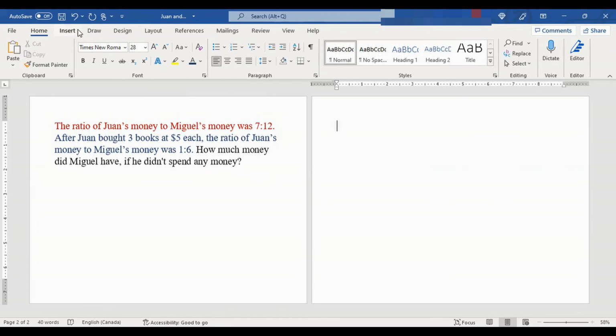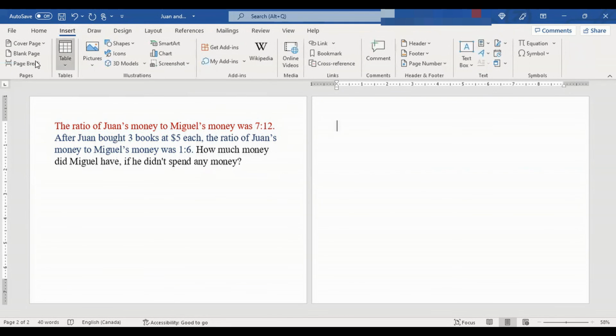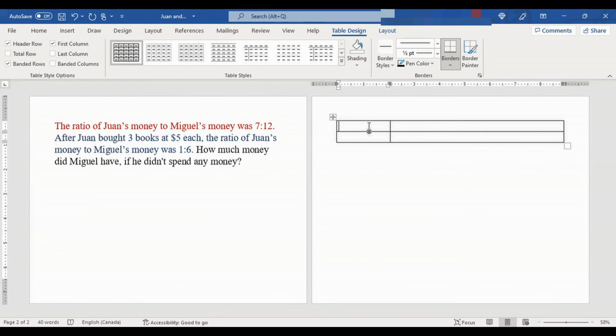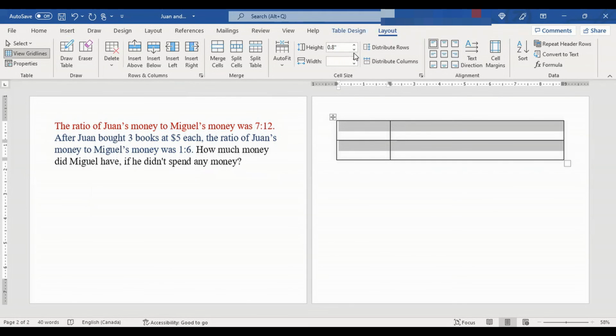Also, to visually represent this, we're going to make a table that represents the amount of money both Juan and Miguel have. So we're going to be representing their amounts individually. This is Juan's money, and this is Miguel's money. You know what? Put Miguel here. There. And Juan's money. Good. Okay, so now that we have our table, we're going to work on the red sentence.